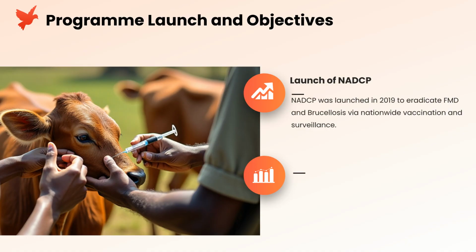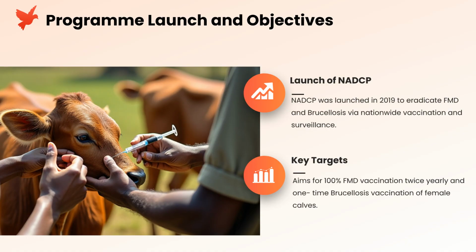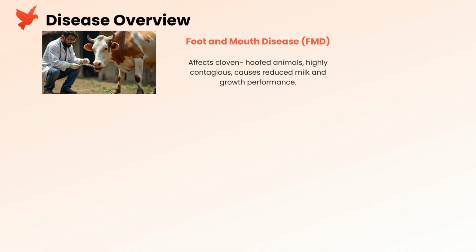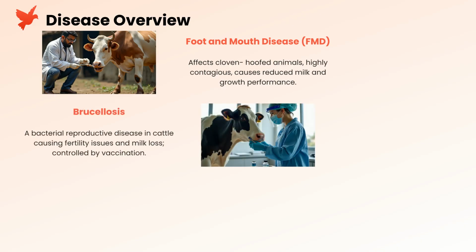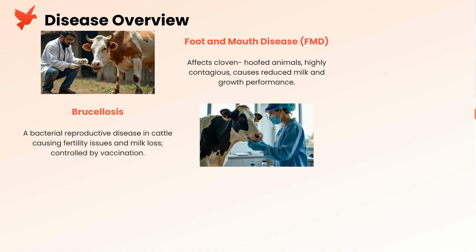Key targets include achieving 100% vaccination coverage for FMD twice a year and a one-time vaccination for female calves against brucellosis. Foot and mouth disease is highly contagious and affects livestock growth and milk production. Brucellosis, a bacterial reproductive disease, causes fertility issues and milk loss, both of which are controlled through targeted vaccination.